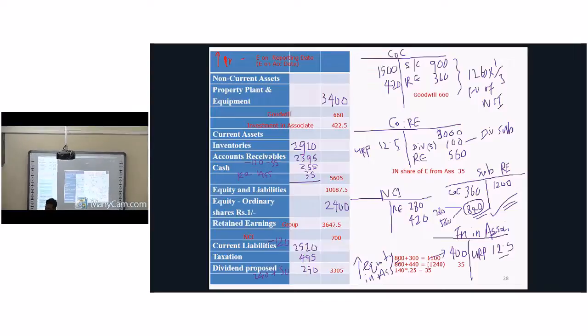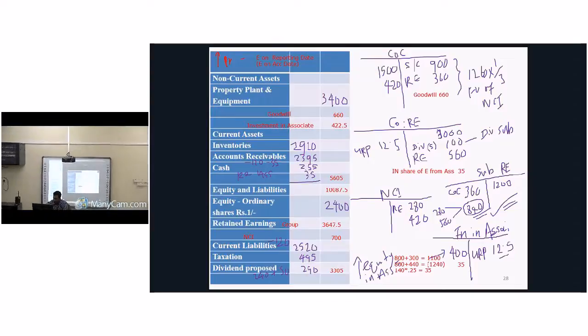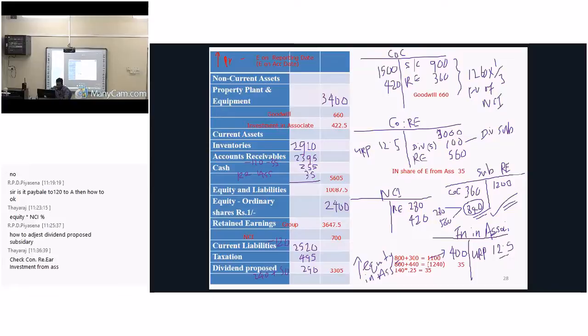Yes, sorry, I didn't add this 35. Yes, it's true. This balance is wrong. I have not added it because I have written it down there. 35 also should be added actually for this. Then it will be 3000 plus 100 plus 560 plus 35 minus 12.5. Then it will be 3682.5.